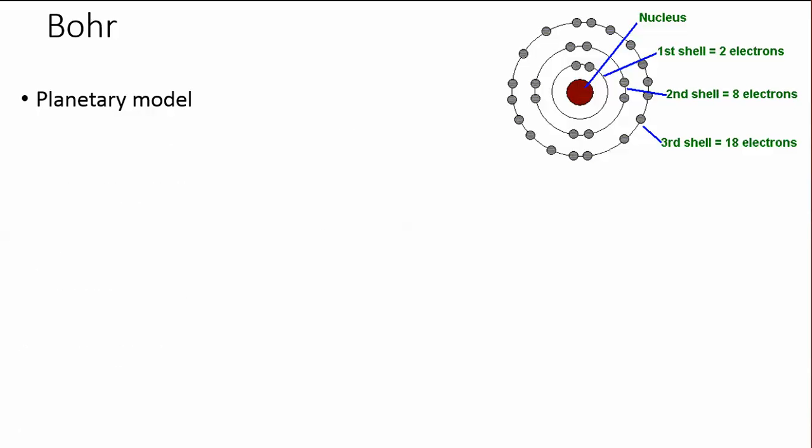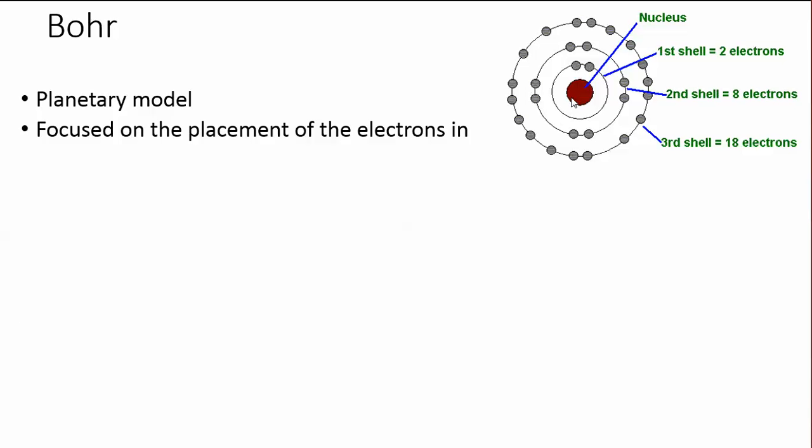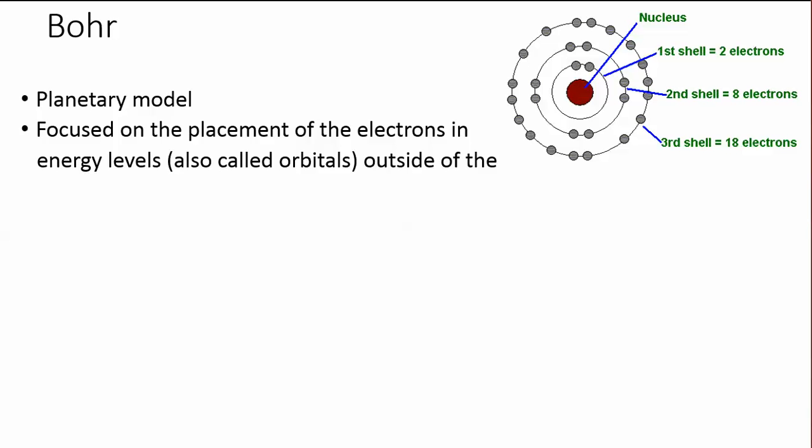Bohr had the planetary model. As you look at this model here, we can see it looks like our solar system with the sun in the center and the planets orbiting. This would be like planets with their moons orbiting, but nevertheless, Bohr had this planetary idea of his atom. He focused on the placement of the electrons around that nucleus, and he called them energy levels or orbitals, and they were outside of the nucleus.